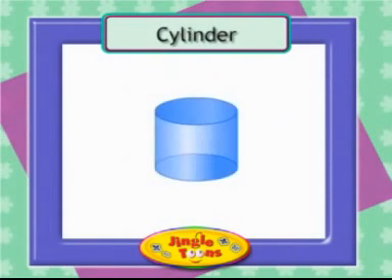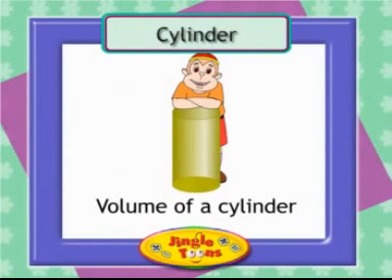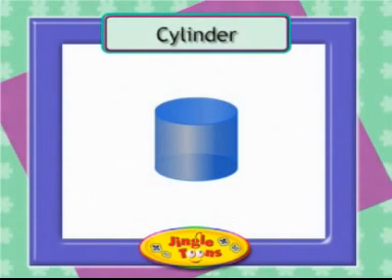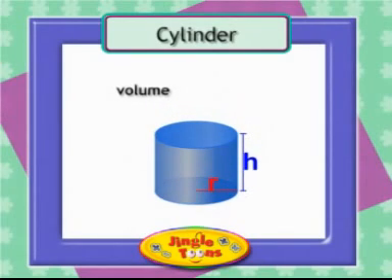Cylinder. Cylinder is one of the most common shapes used in day-to-day life. The volume of a cylinder is the measurement of the space occupied between its top and bottom circular surfaces and the lateral surface. And the formula to find the volume of a cylinder with base radius r and height h is volume is equal to pi multiplied by r square multiplied by h.